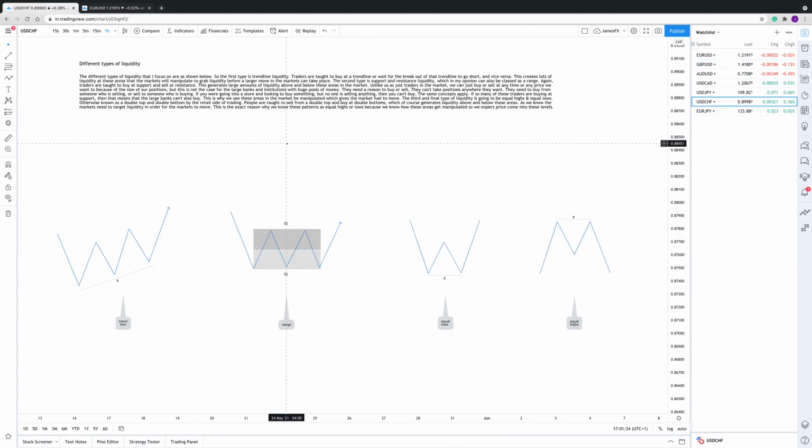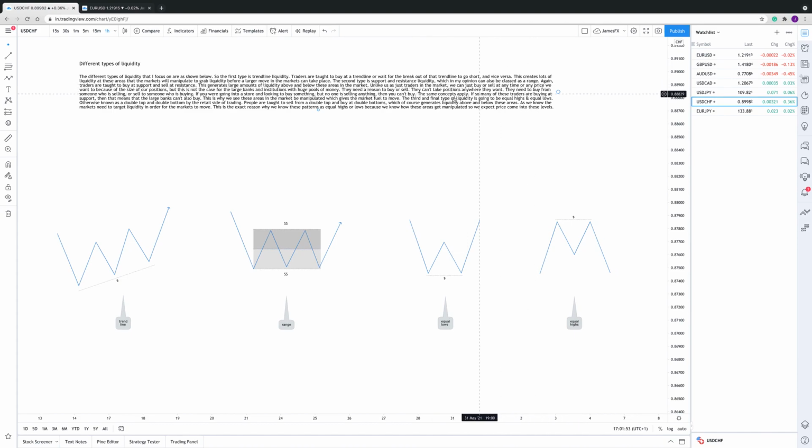So if we just go back onto this diagram, we're going to look at the second type of liquidity, which is going to be support and resistance. In my opinion, this can also be classed as a range in some cases.